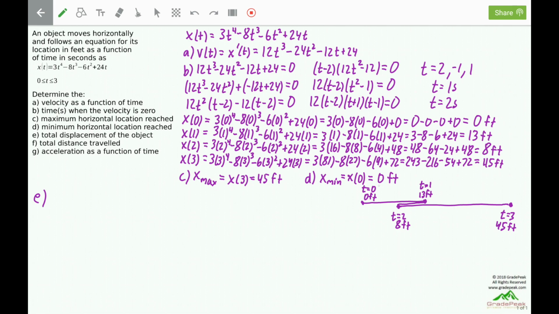Displacement is the distance between where it started to where it finished. And it's found by subtracting the final, which is x of 3, minus the initial, which is x of 0. Now x of 3 is 45, x of 0 is 0, and 45 minus 0 is 45. And so it ends up 45 feet away from where it started.